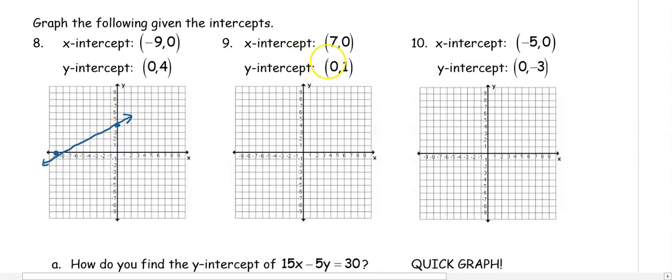So in number 9, the x-intercept is 7. The y-intercept is 1, and then we would connect our points to form our line. Number 10, the x-intercept is negative 5, the y-intercept is negative 3, and we connect our points to form our line, adding our arrows.